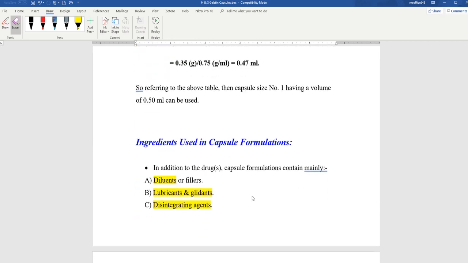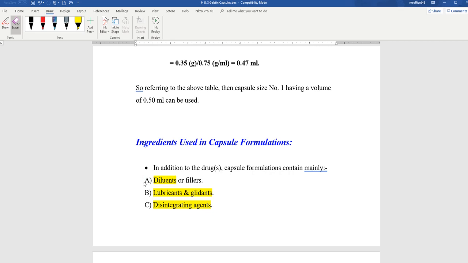So now we selected the size. Now what about the ingredients used in the capsule formulation? Here what I mean is what I need to add in the formulation in addition, of course, to the drug. Of course the drug is there. What else do I need to add?